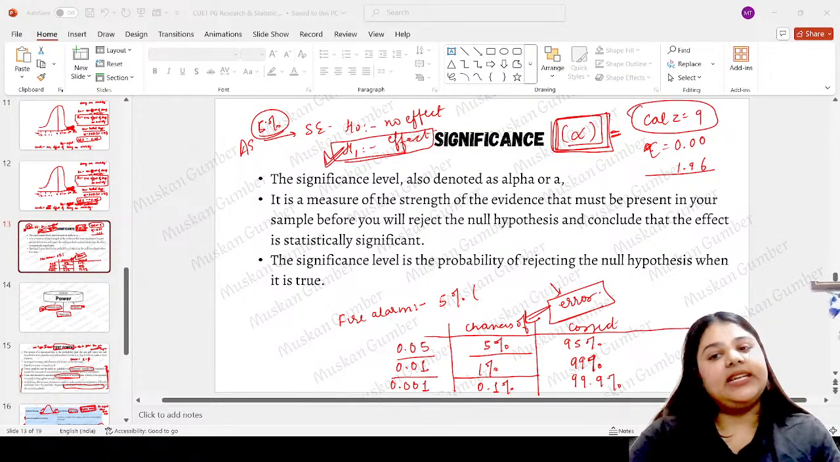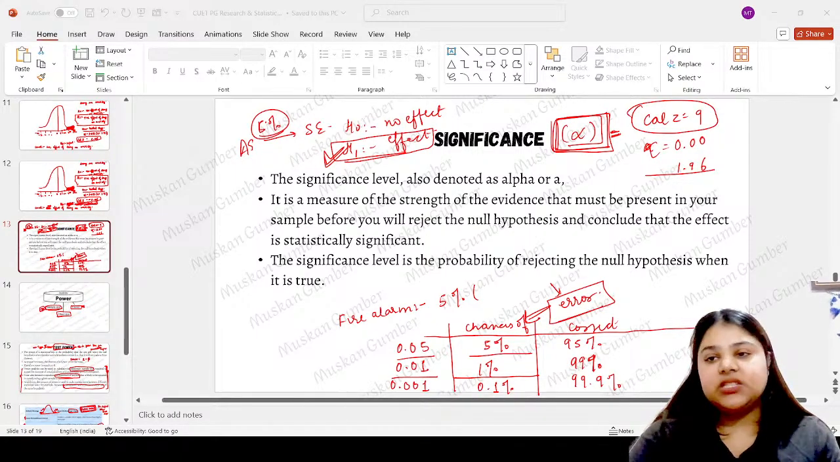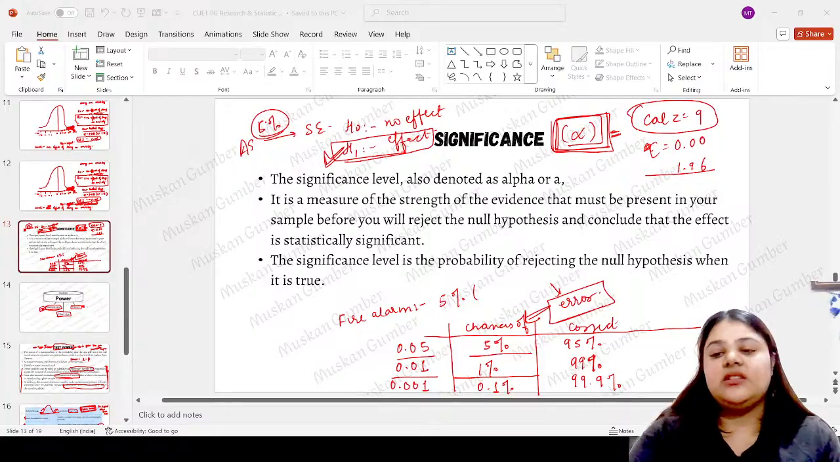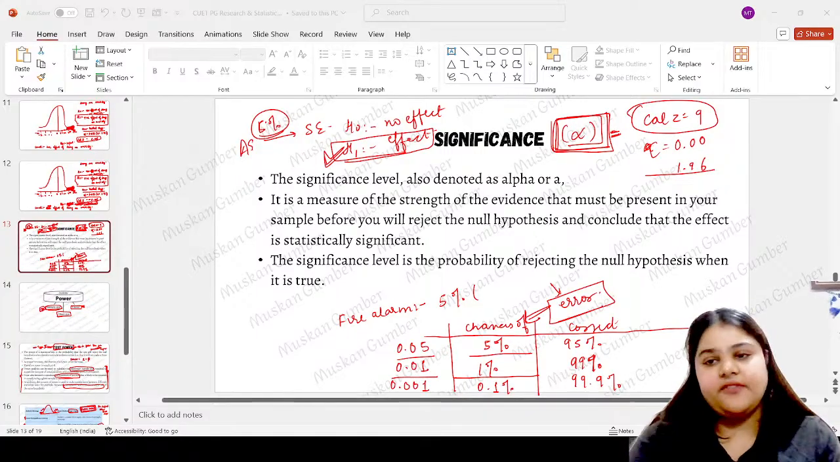Arshia, we decide the level of significance on our own. It depends upon the researcher, what the cutoff point is or what margin of error they would want to leave. On that basis, we decide the alpha value.